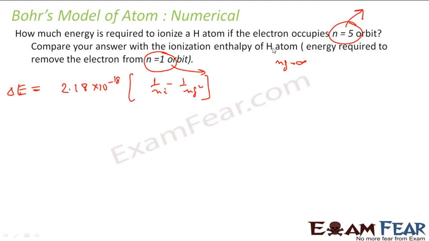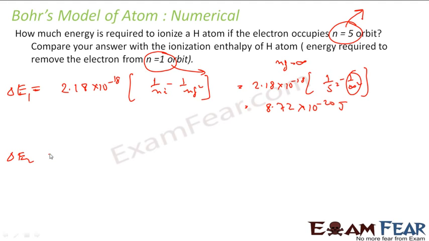So in case 1, n initial was 5, so this becomes 2.18 into 10 to the power minus 18 into 1 by 5 square minus 1 by infinity square. This becomes 0. If we solve this, you get 8.72 into 10 to the power minus 20. In the second case, same formula, 2.18 into 10 to the power minus 18. Here n initial is 1, 1 by 1 square minus 1 by infinity square. So you solve this, you get 2.18 into 10 to the power minus 18 joule.